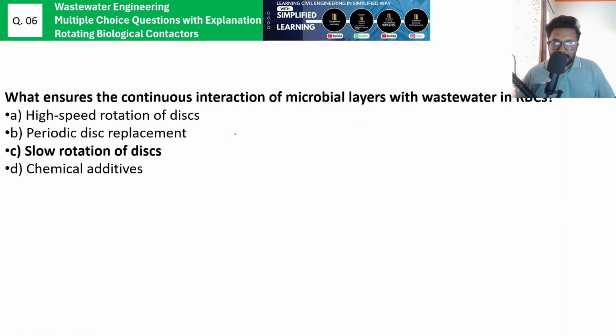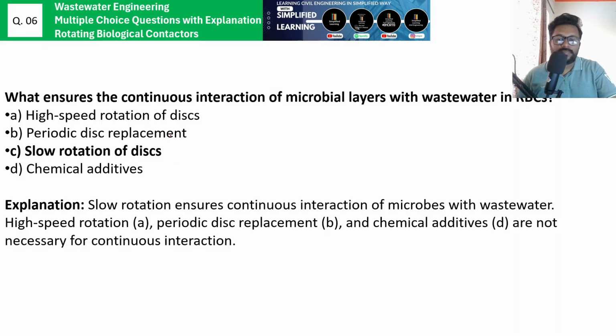What ensures the continuous interaction of microbial layers with wastewater in RBC? It is the slow rotation of the disc. High rotation of the disc is not preferred. The RPMs are kept as low as 1 to 10 RPM. Periodic disc replacement, no, we don't do that. The discs are constant in the RBC unit. Chemical additive, no. The continuous interaction of microbial layers with wastewater in RBC is ensured by slow rotation of the disc. High speed rotation is not going to allow that interaction. Disc replacement is done only in case of breakage or some damage to the disc. Otherwise, we continue with the same disc throughout the service life.